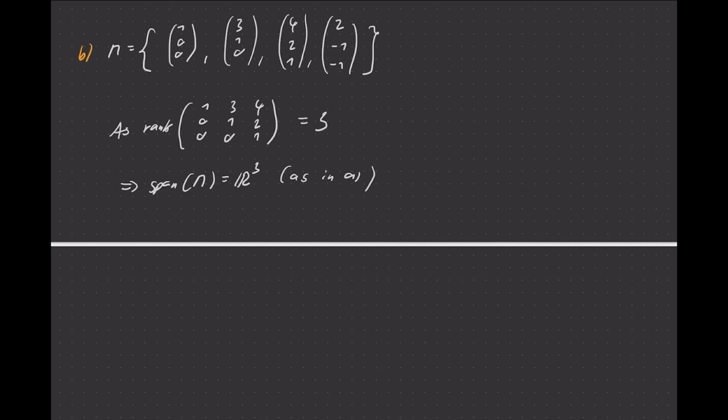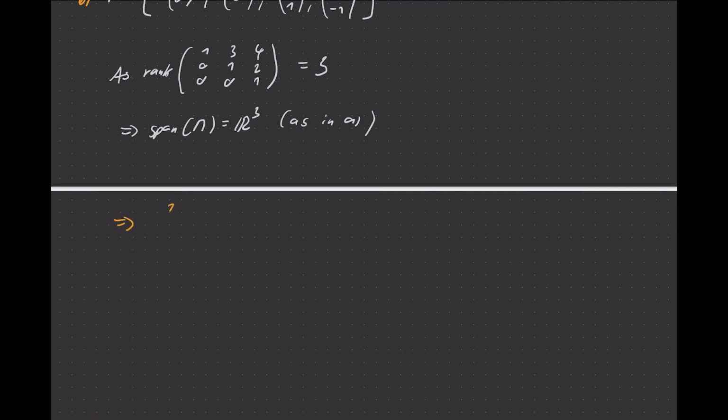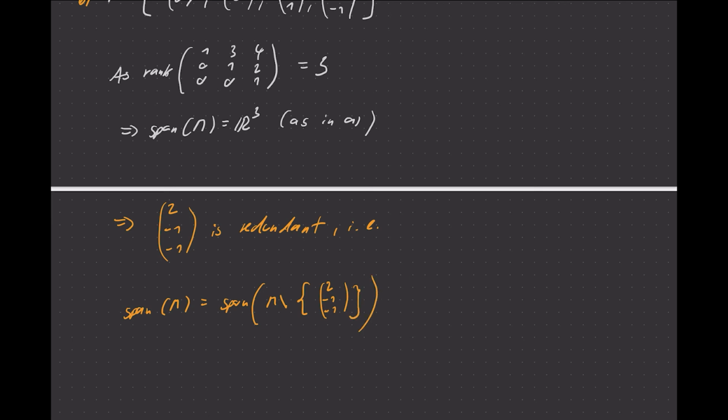Well, what does that mean? Of course, the span can never be larger than R3 because M is a subset of R3. The span of the first three vectors is already R3. So the fourth vector is not really necessary to obtain that span. Now that means, in other words, this fourth vector, this vector 2, -1, -1, is actually redundant. We could do without it. What I mean by redundant is the span of M is the same as the span of M without that last vector. So if we remove that, we don't lose anything for the span.